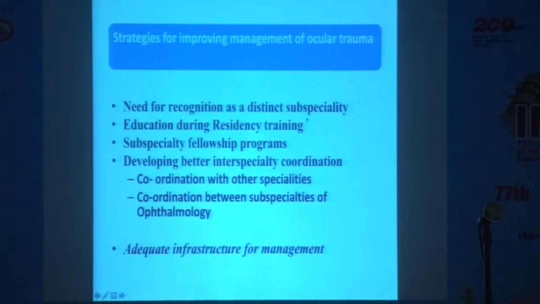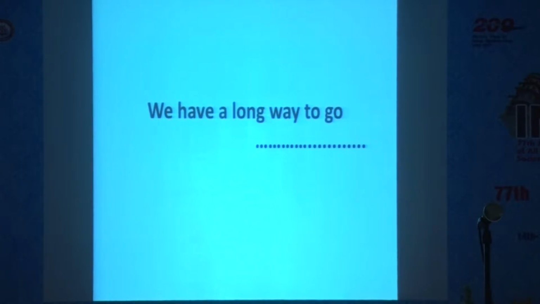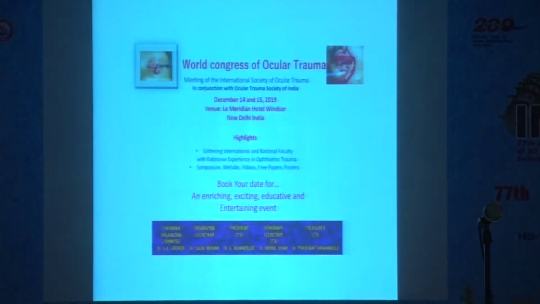Education during residency training needs to improve. Subspecialty fellowship programs will follow once this is done. And better interspecialty coordination and management is a huge area, and for that an adequate infrastructure will need to exist. And this infrastructure has to be at the primary management level and at the secondary and tertiary level. So this is again a huge area where we have a lot to do, and there certainly are miles and miles to go for us. We are just beginning the effort. Let's do it with all our might so that we achieve something.